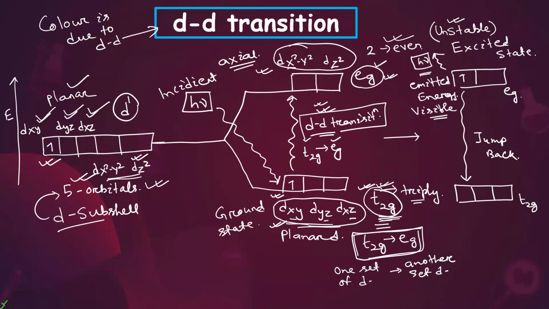This is called your d-d transition. Due to d-d transition, the excited state is formed. The excited state is unstable, so the electron tries to lose energy. The loss of energy is called emitted energy. The electron jumps back from Eg to T2g. Due to the energy release or emission, the energy falls in a visible region, which is detectable by our eye.